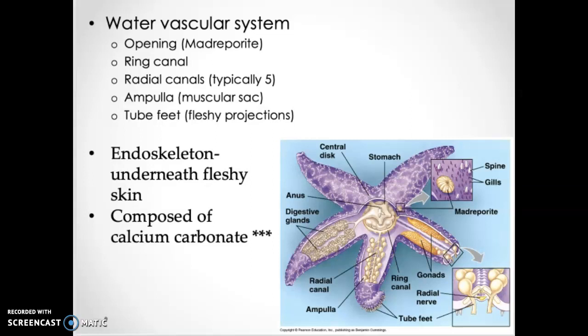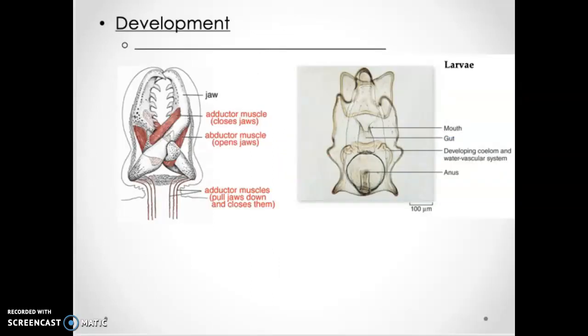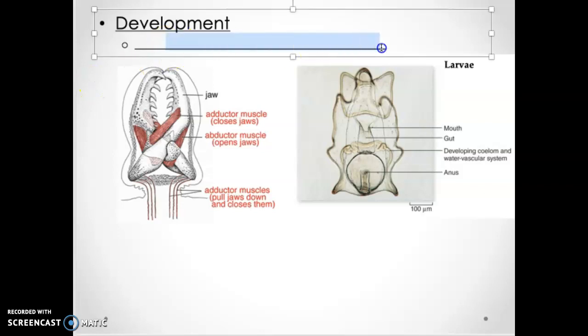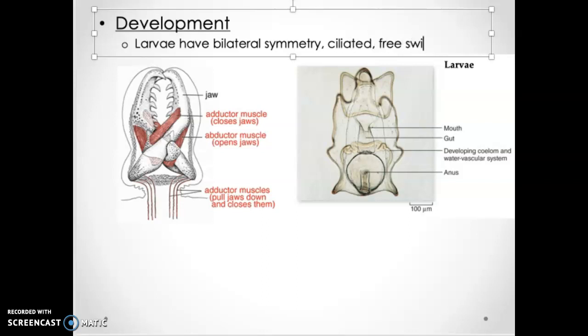A couple other key things here. When we look at the development of the echinoderms, or Echinodermata, the larvae have bilateral symmetry when we look at them. They're ciliated, they're free swimming, they're cruising all over.